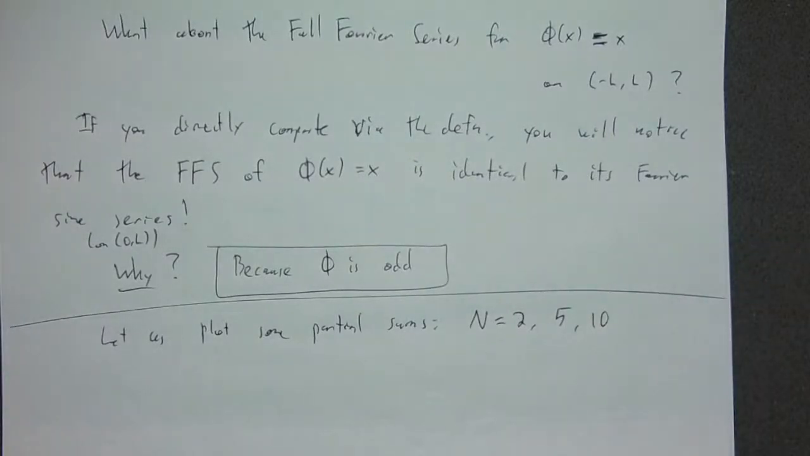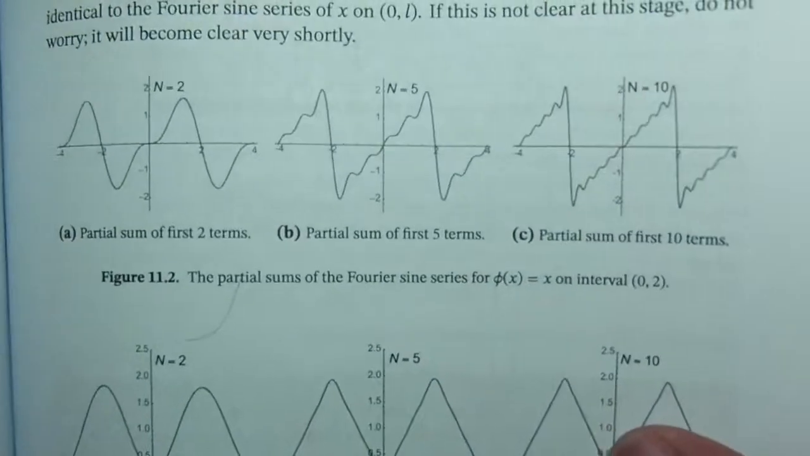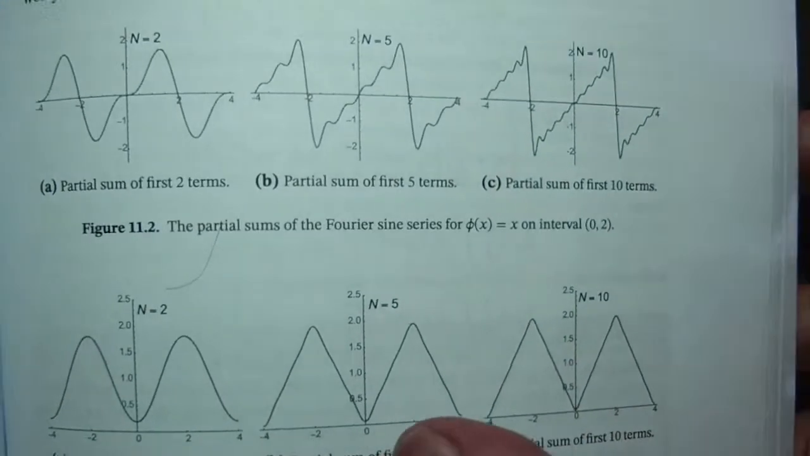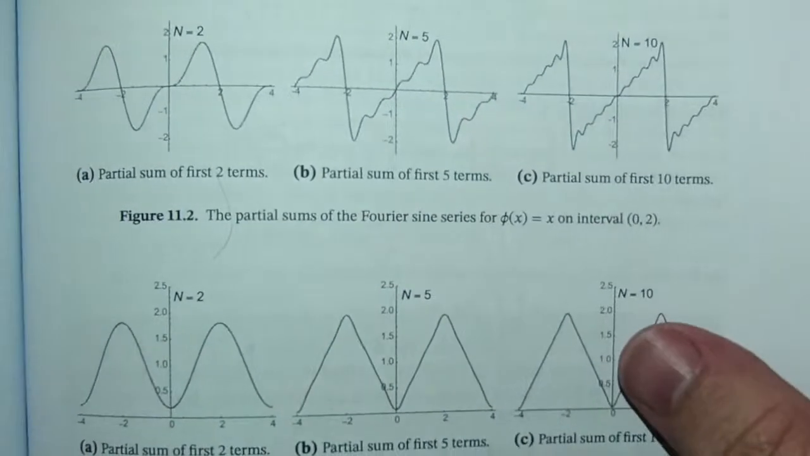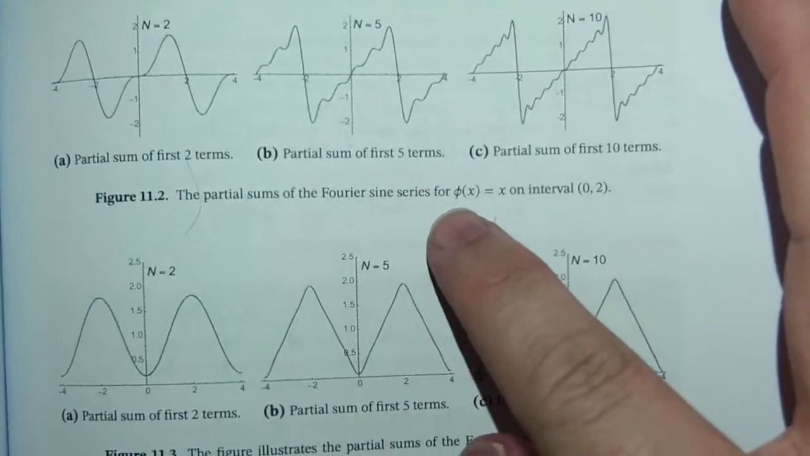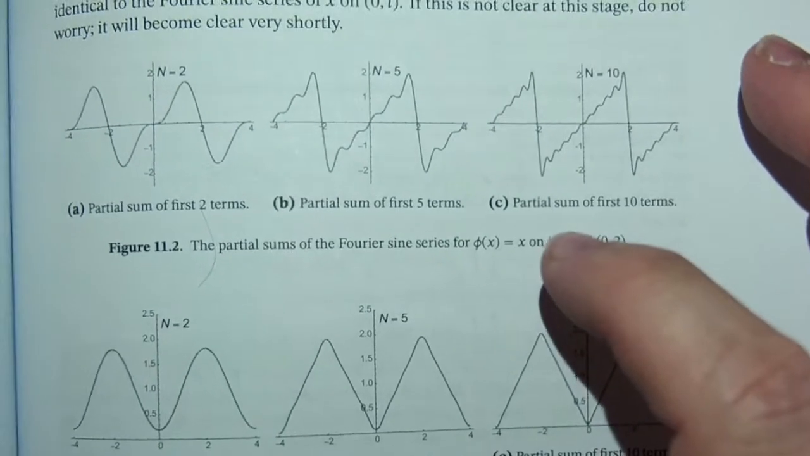Okay. So let's see how this goes. What you're seeing in the top row is a partial sum of the first 2, first 5, and first 10 terms, respectively, right? And these are in the Fourier sine series. So this is for phi of x equals x. Notice what's happening here, right?